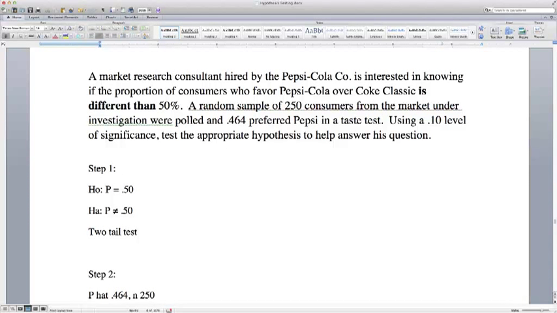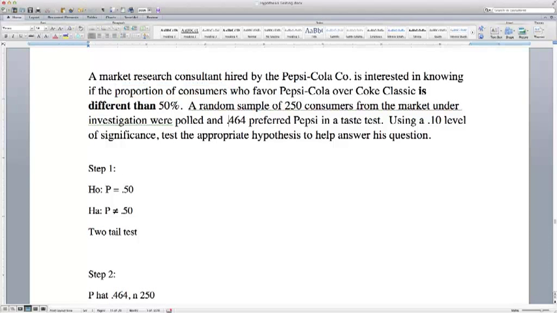A marketing research consultant hired by Pepsi Cola Company is interested in knowing if the proportion of customers who favor Pepsi Cola over Coke is different than 50%. Right, so we're talking about a proportion of customers, proportion of consumers. That's what we're interested in knowing, right? We're trying to prove that it's different than 50%. If it was 50%, then I would say, it's exactly equal. And Pepsi Cola says, well, we think it's different. It could be that we have a smaller market share or a bigger market share than Coke, and we're not sure which, so it's different. We're trying to find that it's different. That's what we're trying to prove.